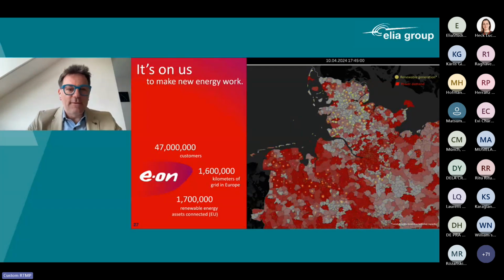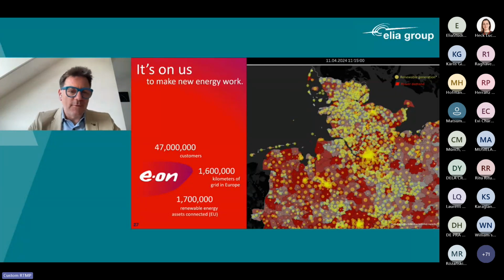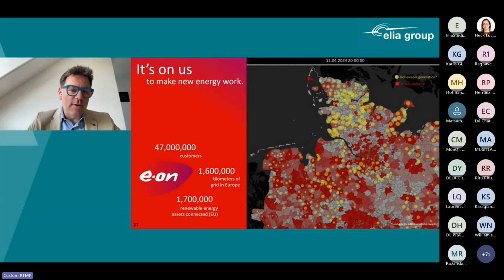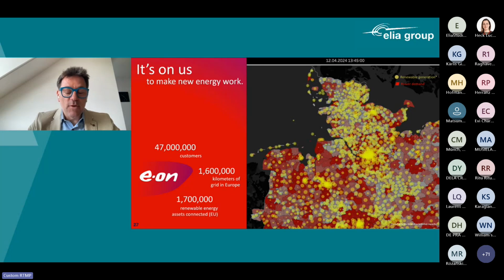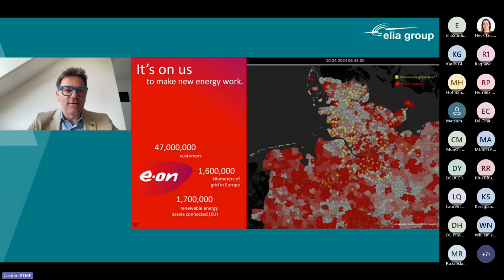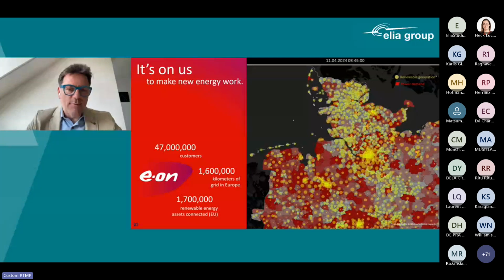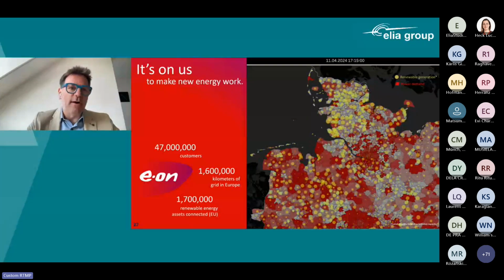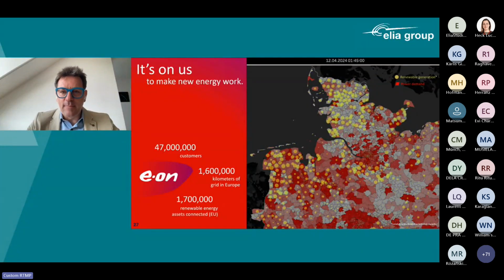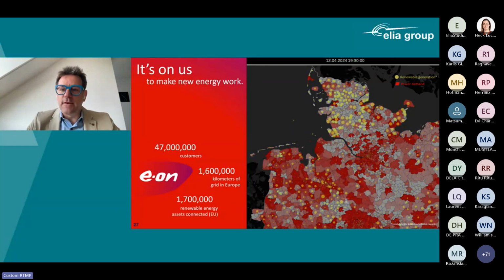E.ON is a utility that is serving 47 million customers and managing 1.6 million kilometers of grid within Europe. And we are also connecting 1.7 million renewable energy assets. As we already understood from Jose's presentation, it's pretty complex to manage the current energy systems. What you see in the video that I brought with me is a snapshot of how volatile and dynamic energy systems are when it comes to renewable infeed and energy demand.